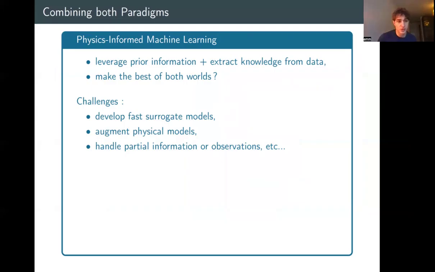In this, there are a certain number of challenges. Developing fast surrogate models, for instance, is a big one, or augmenting the physical model. Maybe you have some unknown forcing terms that you'd like to learn from the data. Here the equation is still very helpful, especially in cases where you don't have access to the full state and only have partial observations. This is specifically a big thing in climate and weather applications.